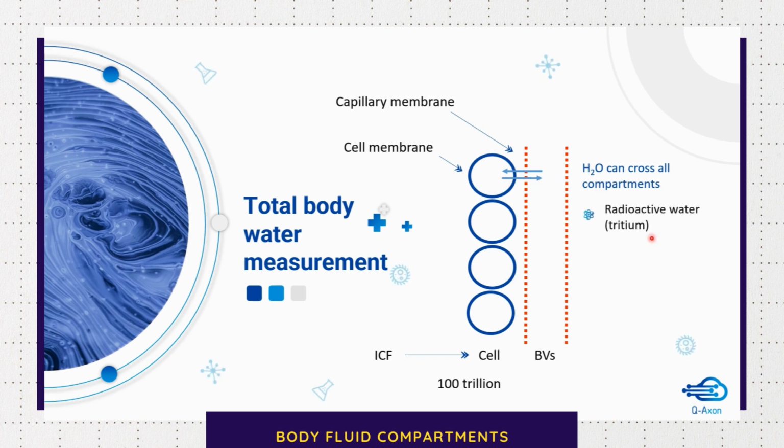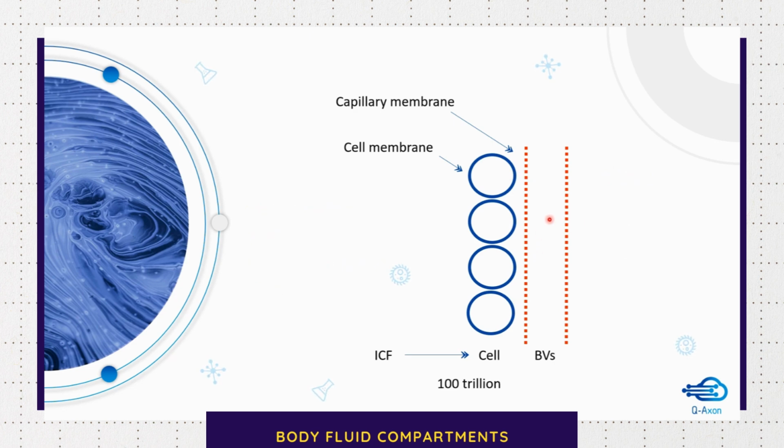So that's why we use radioactive water, that is tritium, then heavy water, that is deuterium, and there is another substance, that is antipyrine, which can also cross the various compartments and can be used.